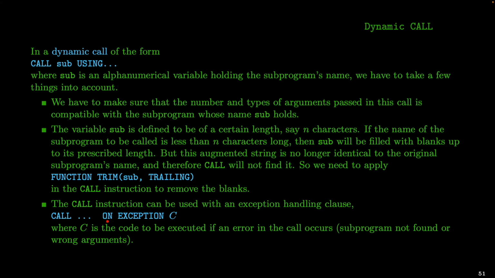And there's also the possibility to have some exception handling for the call instruction. For example, if we put in a subprogram name that doesn't exist or we use the wrong number of arguments. And this works as follows: call and then whatever parameters we have for the call instruction, and then at the end we write on exception C, where C is the piece of code that will be executed if some exception occurs. And we will look at examples for subprograms in a few minutes, but first I want to show you how to write subprograms now that you understood how to call them.